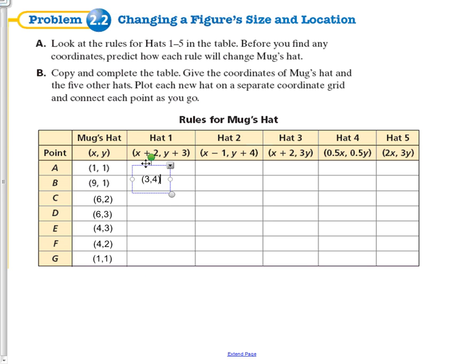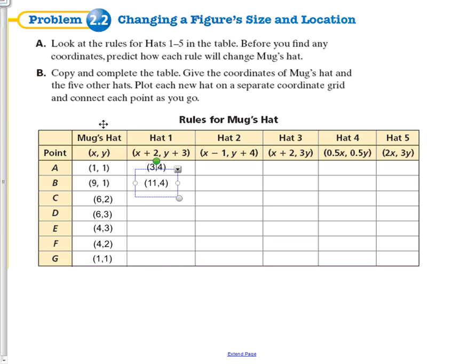Make sure to place that up here for A. Our next coordinate, 9, goes in for x, so 9 plus 2 and 1 plus 3. Add that in. 11, 4. You finish up with the rest of the graph.